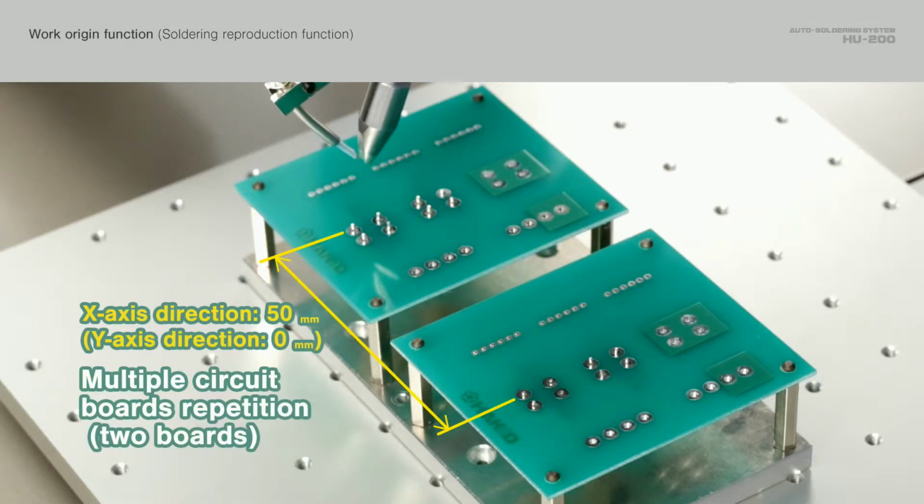Let us show an example of the order of setting from the startup screen. You have two substrates with four identical points of soldering, with a condition of distance of the x-axis of 50 millimeters. Simply entering the travel distance from the first substrate to the second one after completing the soldering program for the first one allows soldering in the same manner as the first one.